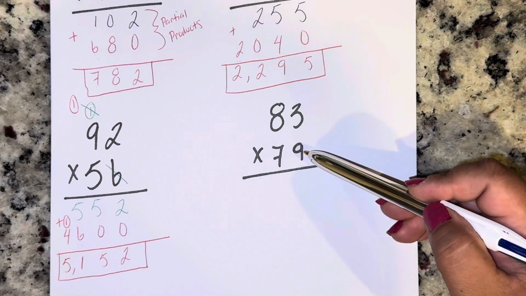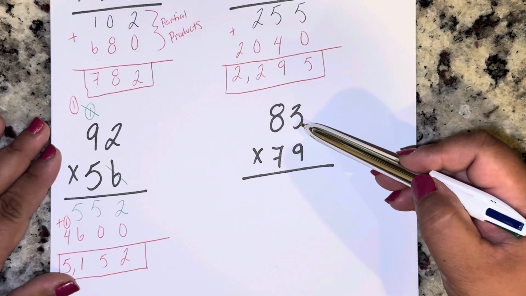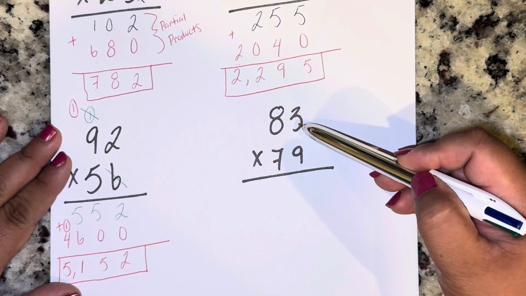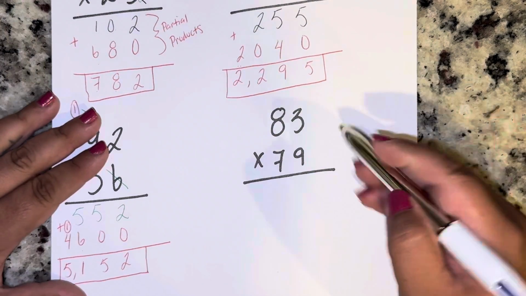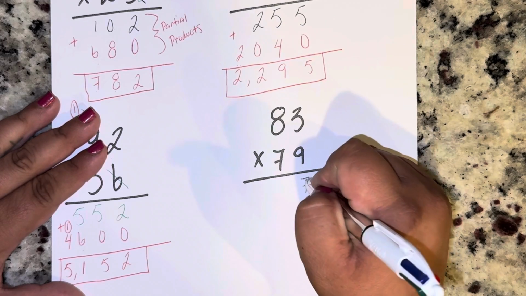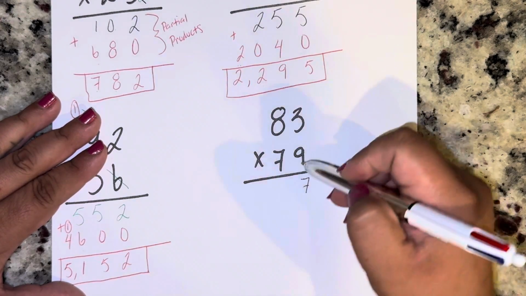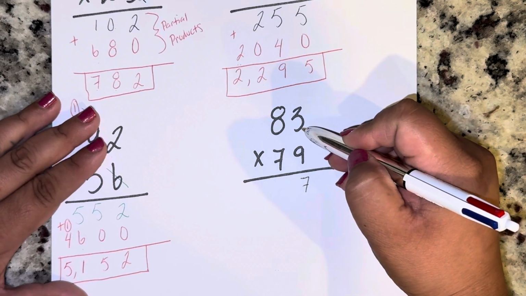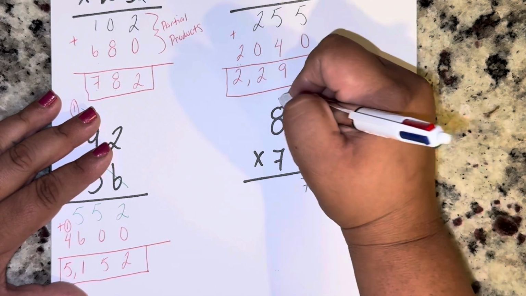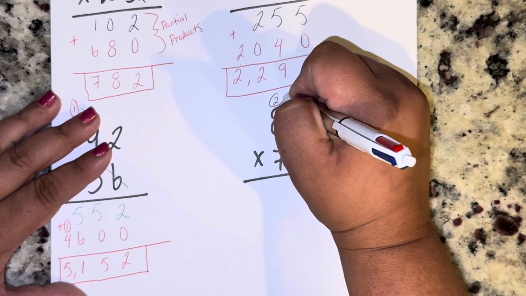And we're going to multiply all of the ones place. So I have a 3. So 9 times 3 is 27. I'm going to bring my 7 down. I still have other digits to multiply, so I need to regroup. I bring my 7 down. I add my 2, and I'm going to circle it.